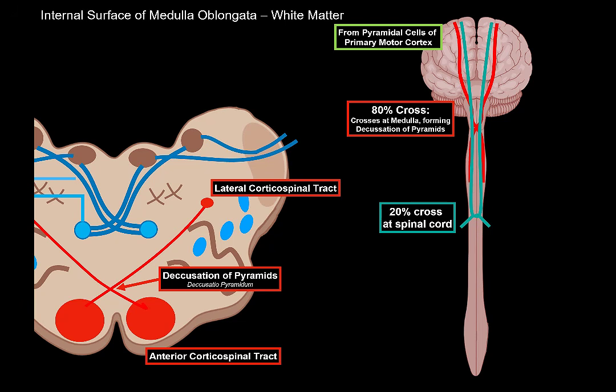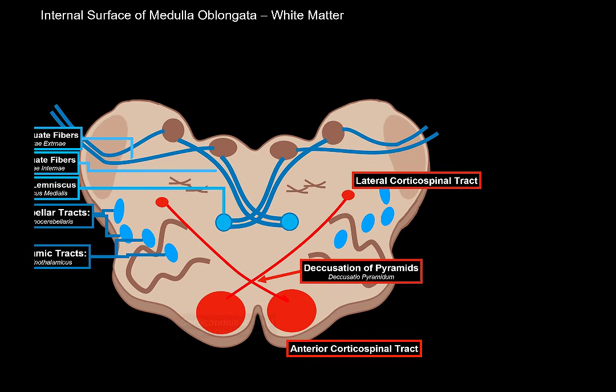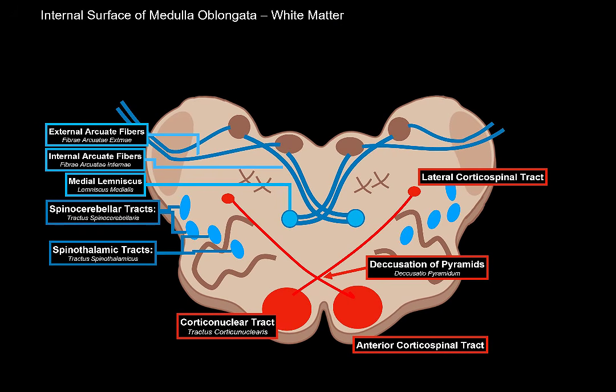And since they come from the pyramidal cells of the primary motor cortex, that means that they're responsible for voluntary movements of the skeletal muscles. Next, there are the corticonuclear tracts, which descend at the same area as the corticospinal tract, and the corticonuclear tract is responsible for voluntary control of muscles located in the head and neck.